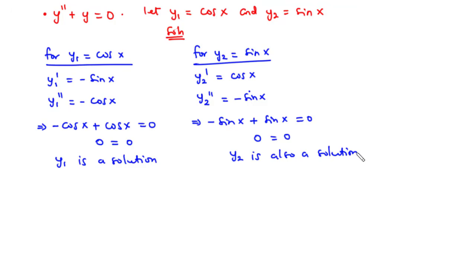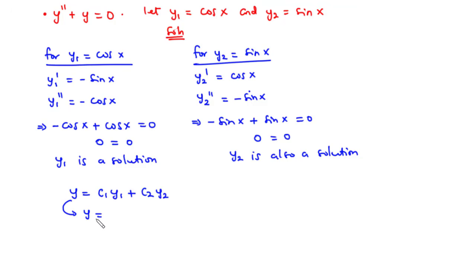to the differential equation. Now since y1 and y2 are linearly independent and they are solutions to the given differential equation, then by the principle of superposition we say that the general solution is given by y equals c1 times y1 plus c2 times y2.